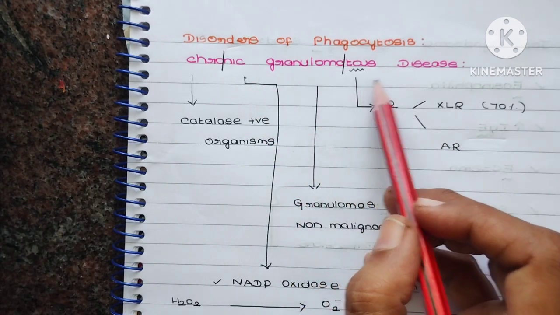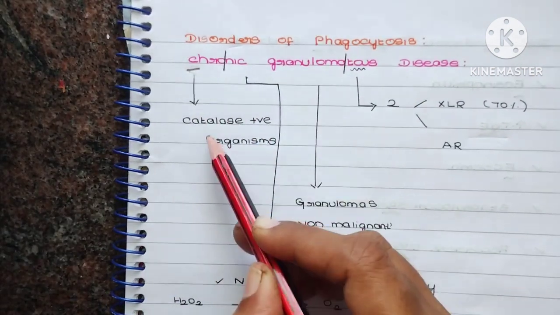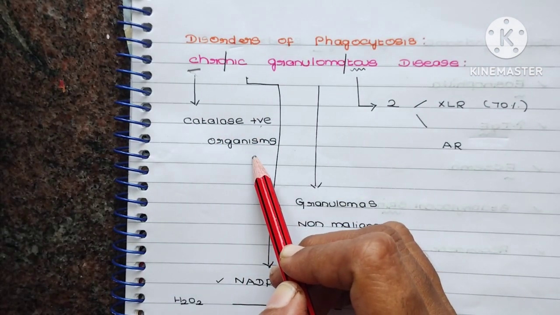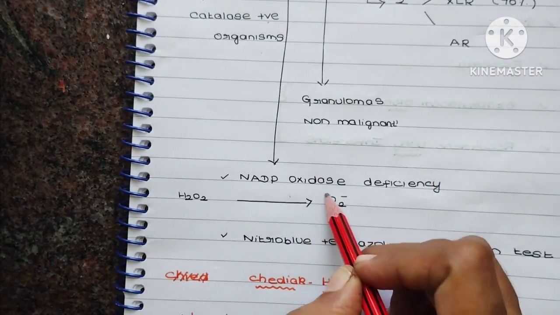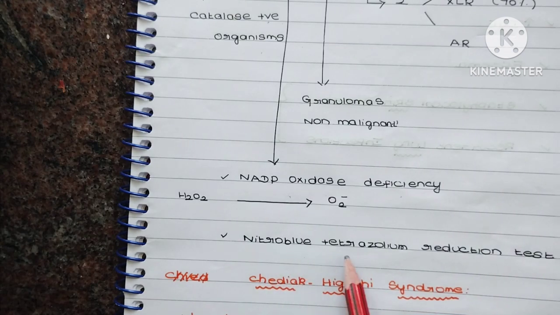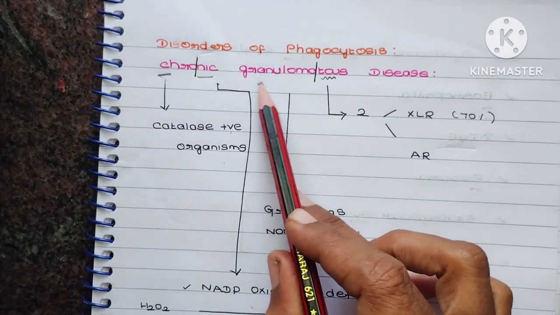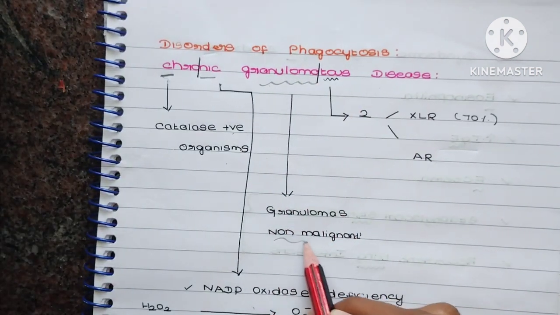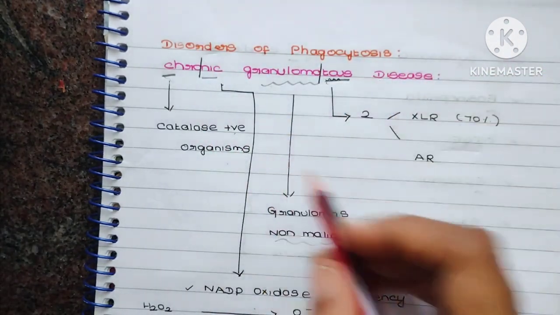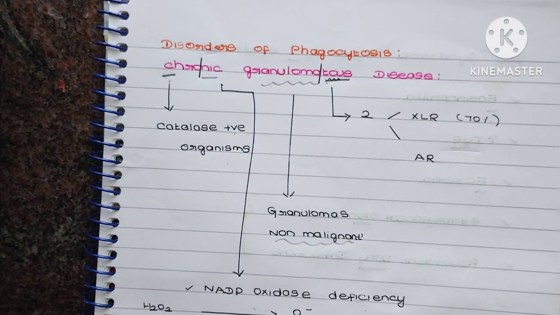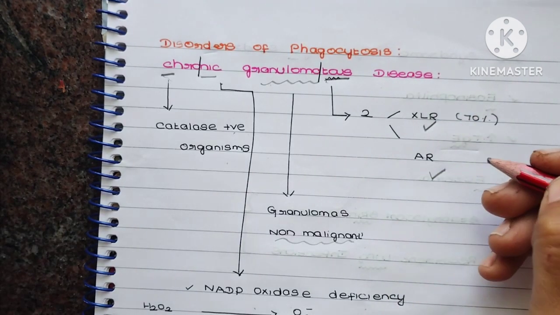It is chronic granulomatous disease. Okay, how can you remember? Just split the words. Chronic, C: catalase positive organism infections are most common. Next, N: so 2 Ns. One is NADPH oxidase deficiency, another is the nitroblue tetrazolium reduction test. Okay, it is done for this disease. Next there will be granulomas, but the important point here is they are non-malignant. So again 2 in granulomatous. Just remember like this. If they are asking chronic granulomatous disease, 2 means XLR can also occur and AR also can occur.